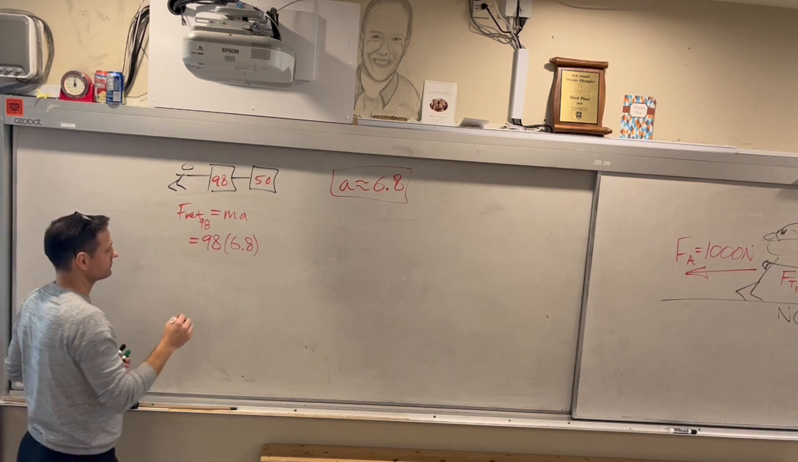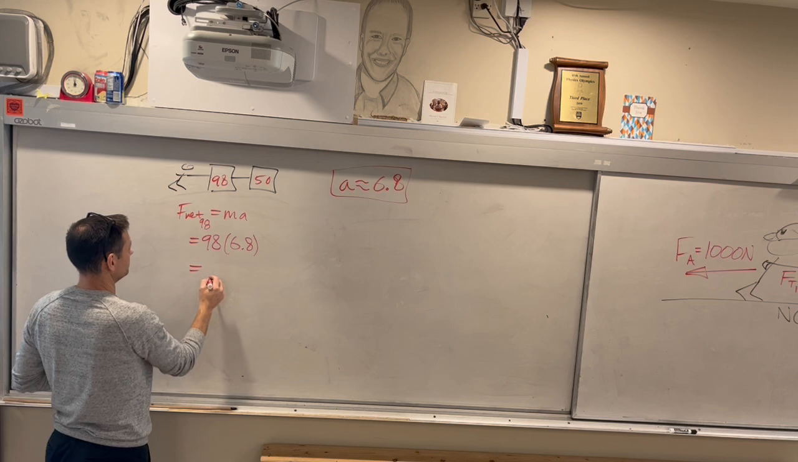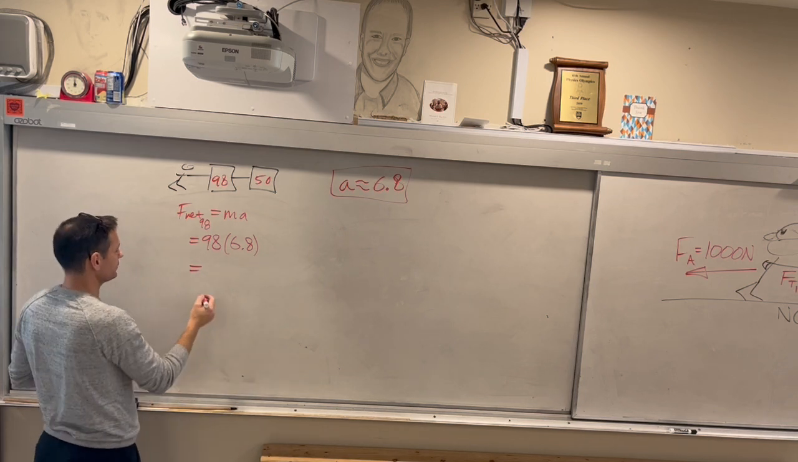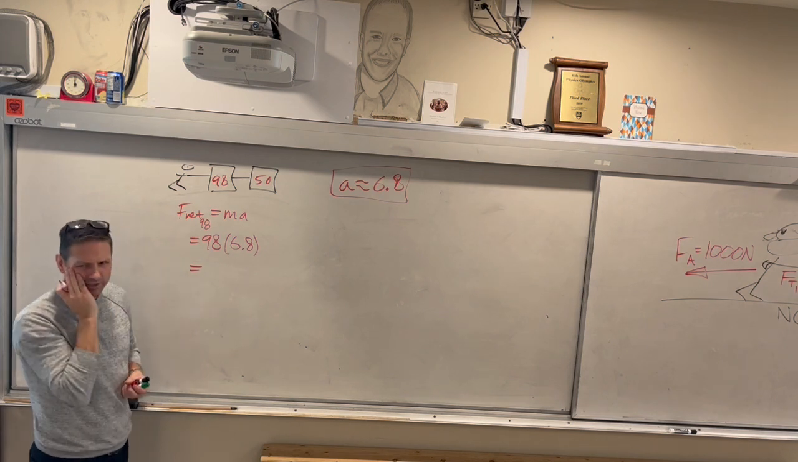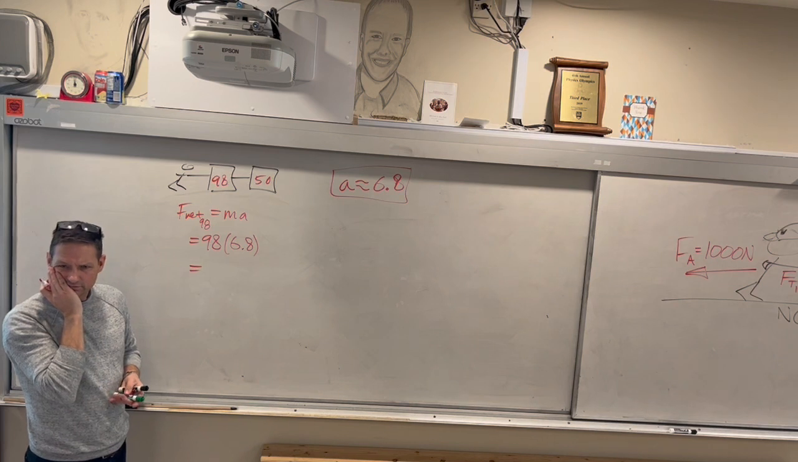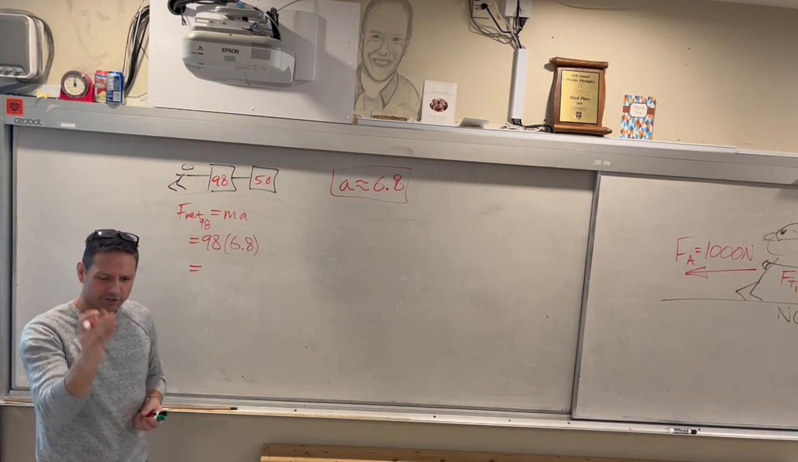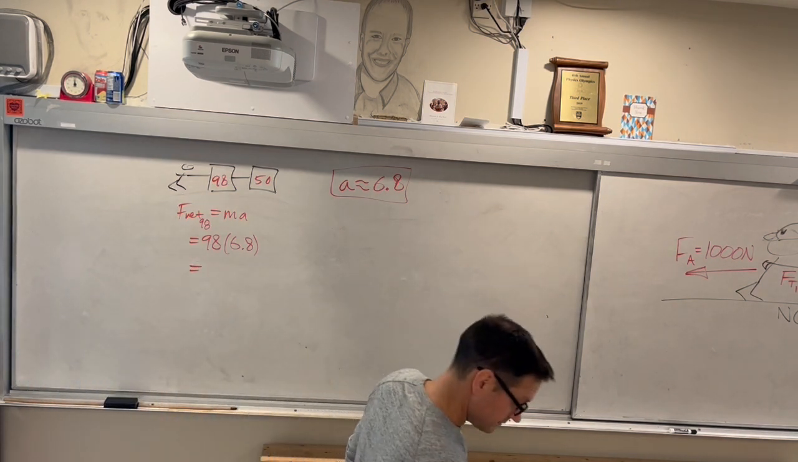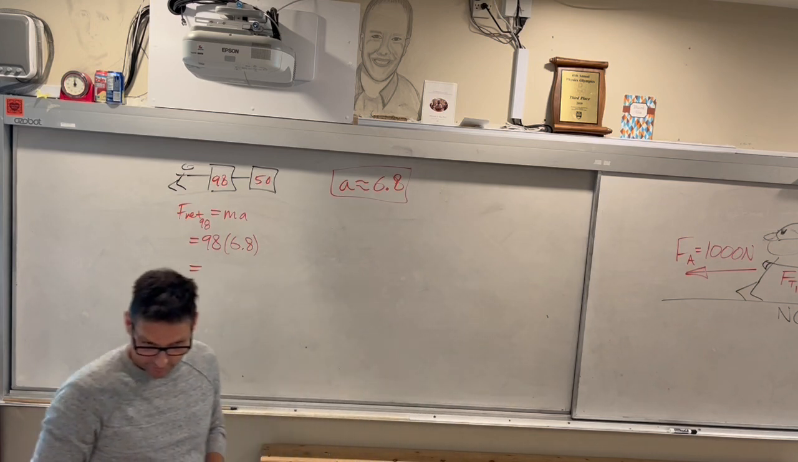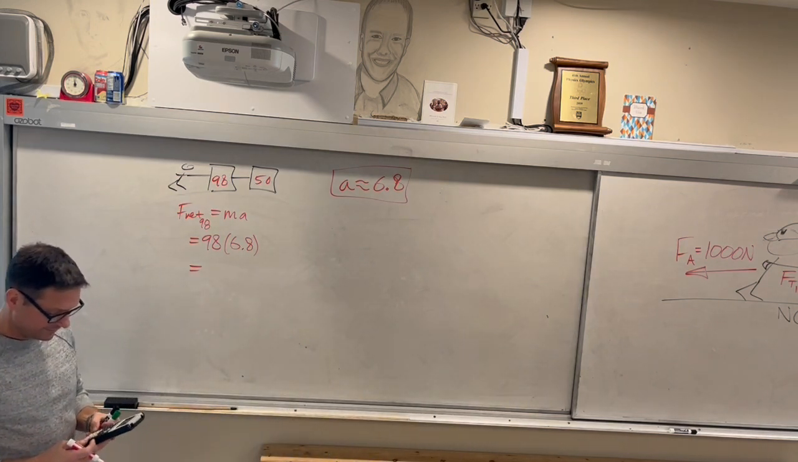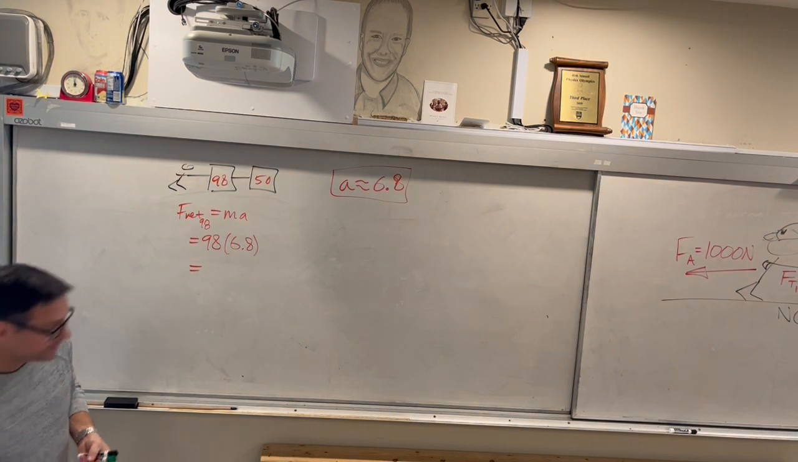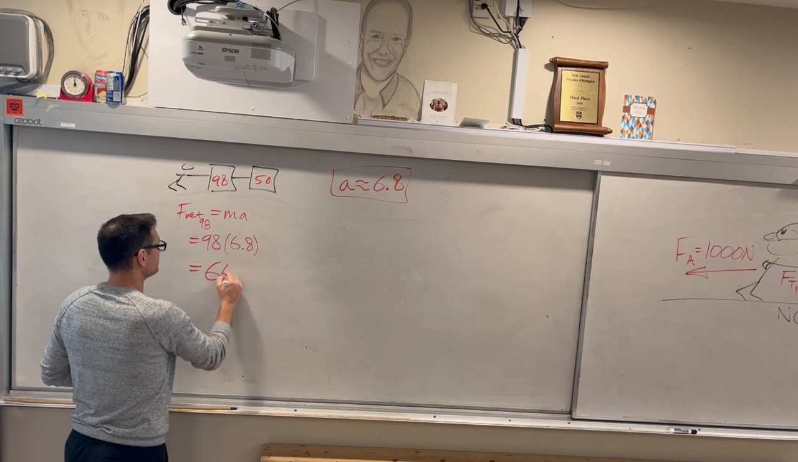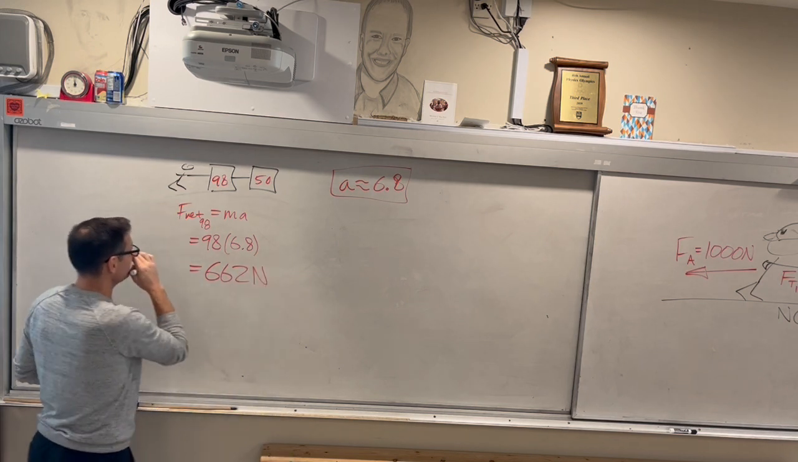670 something? 960.04. Did I say 700? Yes. Sorry. 960.4. 661.5. Yeah, it can't be 900 or something. Dude, take your calculator, punch it in. 98 times 9 point. Oh, it's 6.8. Yeah, 6.8, no 9.8. I was like, am I going crazy? 662 or something? Okay. So about 662 newtons.